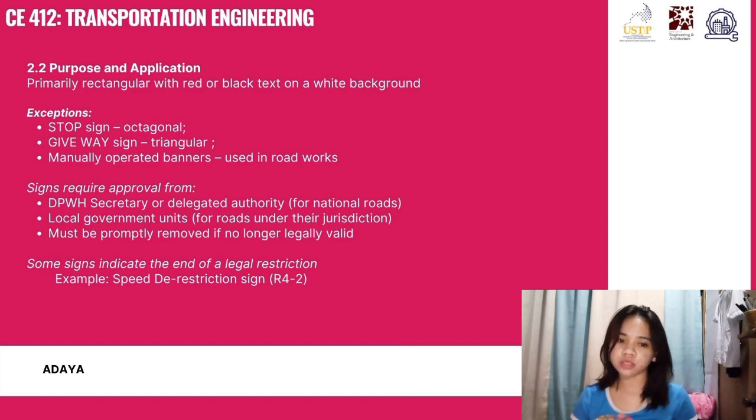So signs require approval from the DPWH secretary or delegated authority for the national roads, and then local government units for roads under their jurisdiction, and then signs must be promptly removed if no longer legally valid, and then some signs indicate the end of legal restrictions. Example, the speed restriction end sign in R422. So regulations can apply over long distances. Use of repeater signs may be necessary, and avoid unnecessary signs where general traffic rules are adequate.